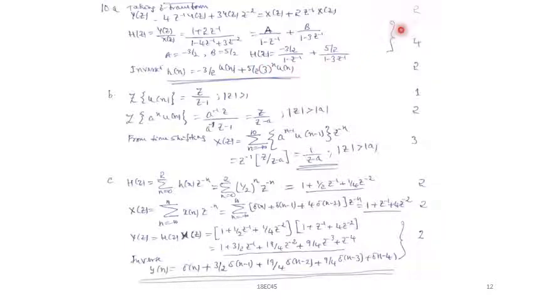So h(n) is minus 3 by 2 into u(n) plus 9 by 2 into 3 to the power n into u(n). Taking the Z transform of your difference equation is 2 marks. Partial fraction method, 4 marks. Finally, taking the inverse Z transform, 2 marks. 2 plus 4 plus 2.